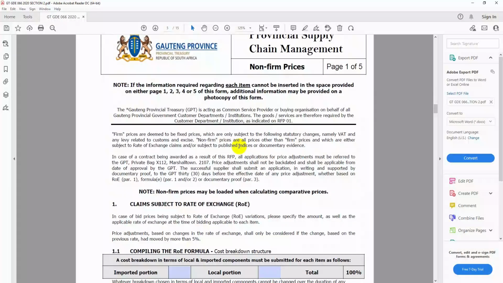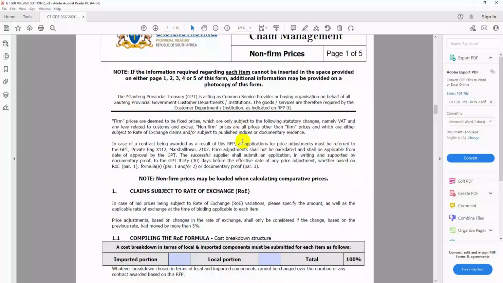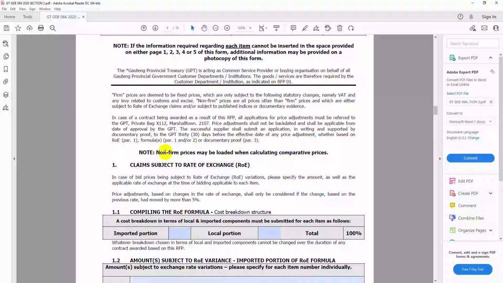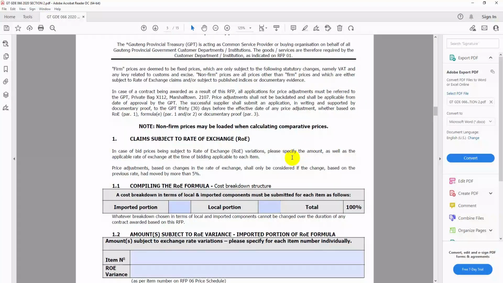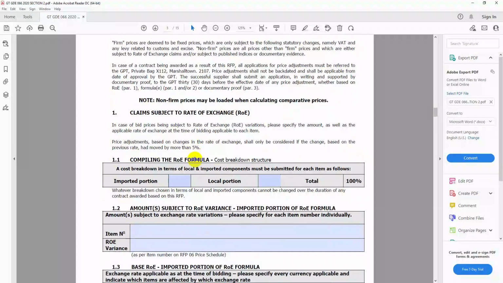And this page, non-firm prices. Non-firm prices may be loaded when calculating comparative prices. In case of bid prices being subject to rate of exchange variation, please specify the amount as well as the applicable rate of exchange at the time of bidding application.